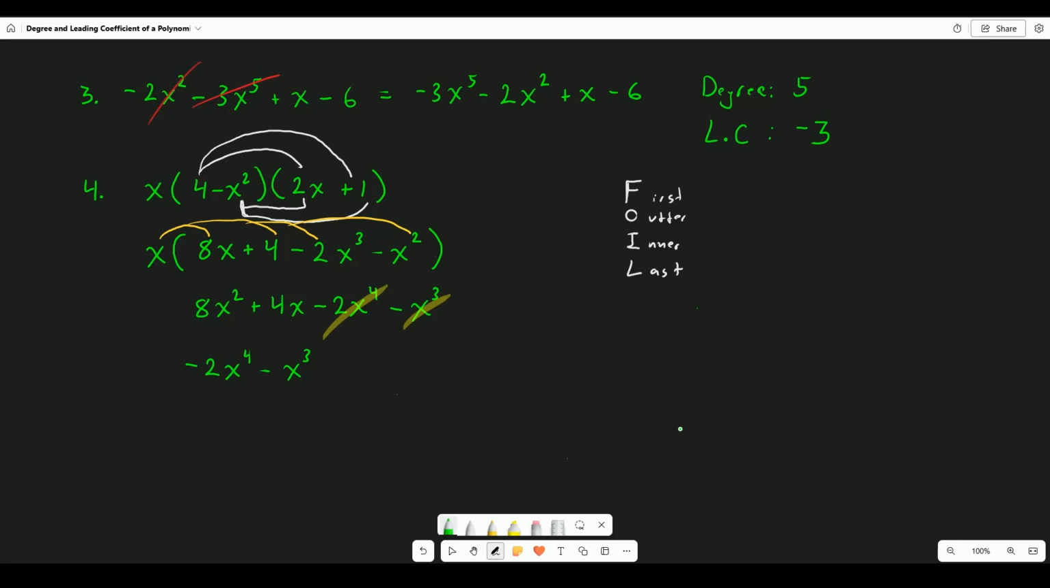The next one I see is a second degree, 8x squared, and then whatever's left over, plus 4x. So from here we can now see what our degree is. So this is a degree 4, a fourth degree polynomial, and our leading coefficient is negative 2. Remember, the leading coefficient is always the one that is next to the highest degree. All right.